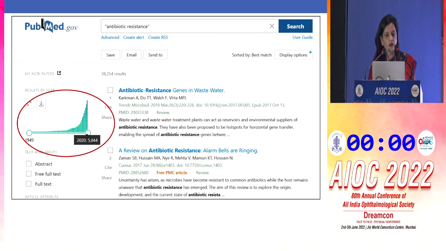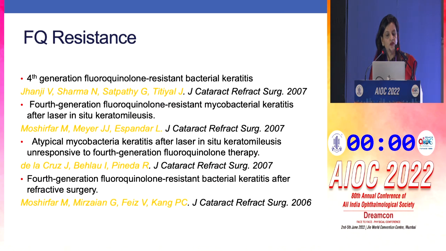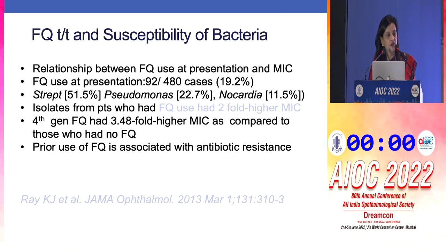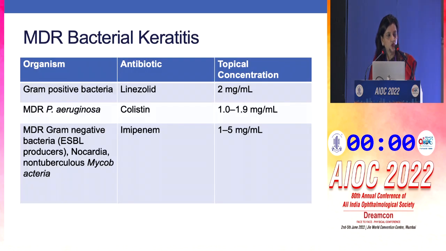And there is, of course, a problem of resistance, and you see the way articles on antibiotic resistance are increasing exponentially systemically, and the same resistance has also been reported for the ocular data as well. And this keeps increasing. There are newer combinations and formulations which have been tried anecdotally: topical piperacillin, linezolid, colistin, imipenem, and when nothing works, then these are the drugs that we resort to.